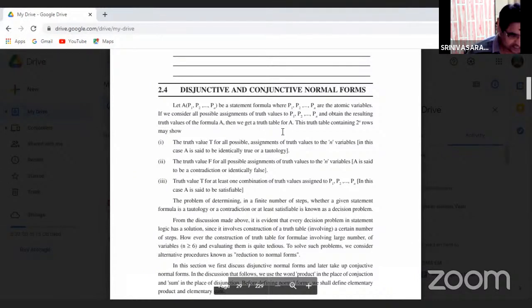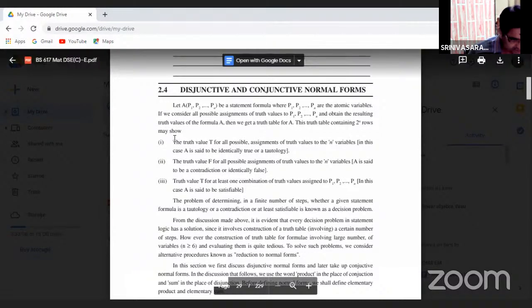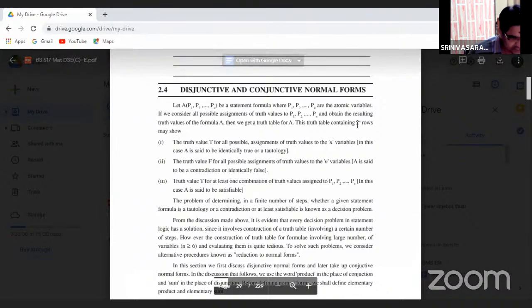Yesterday I told you about this expression as well. In this truth table, how many rows are there? 2 power n rows, because here we have n atomic variables, so the truth table contains 2 power n rows. Now, the first point: the truth value T for all possible assignments of truth values to the n variables. That is an identically true or tautological expression.